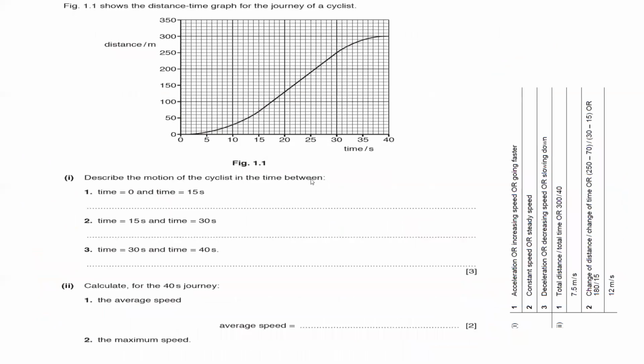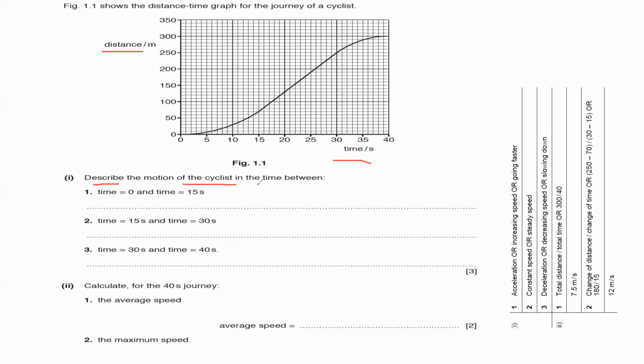Okay, moving on to another question. It's a distance time graph, and I told you that when a distance time graph is there, we normally use the terms speed and acceleration. So in the question, the first part: describe the motion of the cyclist. This is a distance time graph for the journey of a cyclist.